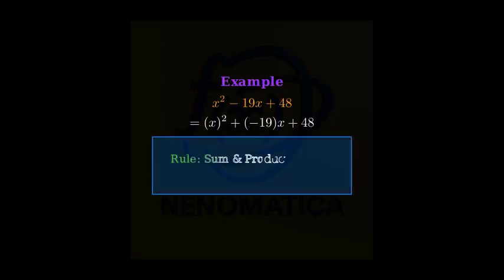We have x squared minus 19x plus 48. First, we'll identify the coefficient of x squared, which is 1. This means we can rewrite the expression as the quantity x squared plus the quantity negative 19x plus 48. Now, we need to find two numbers that multiply to give 48 and add up to negative 19. Let's think about this. The factors of 48 include 1 and 48, 2 and 24, 3 and 16, 4 and 12, 6 and 8.